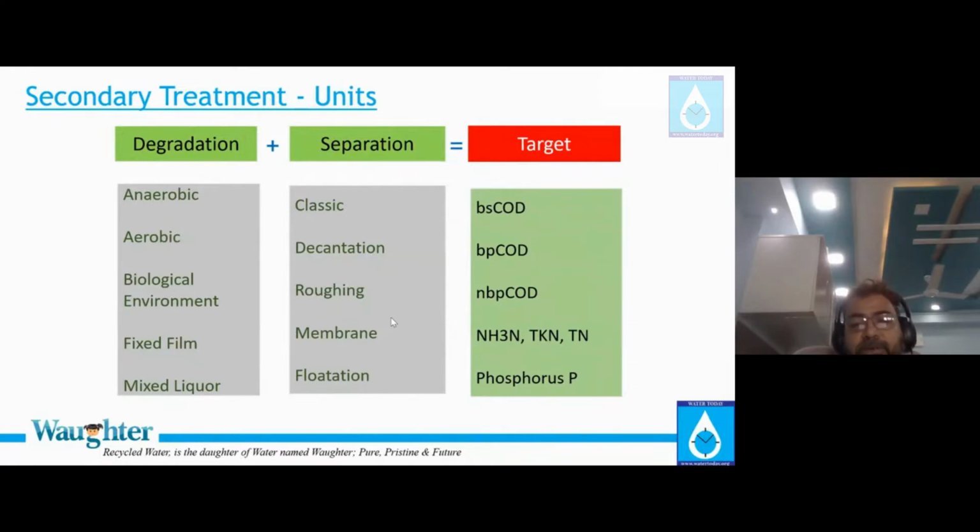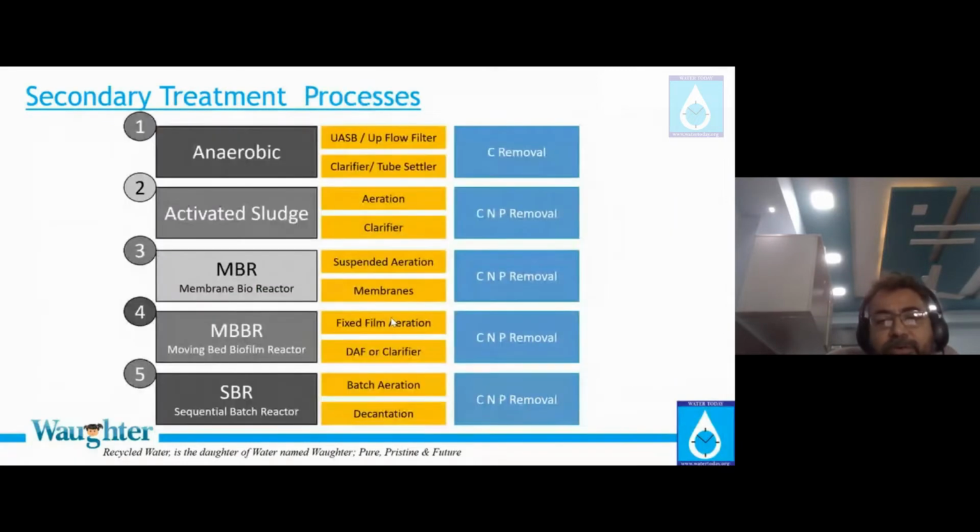Roughing, membranes, flotation, etc. So when we talk about this process and then decantation classics, a whole lot of technical terms will come into the picture, which are known as BSCOD, that means biological soluble COD, or some people call it biodegradable soluble COD. We will also talk about BPCOD, biodegradable but particulate COD. Then NB particulate COD, which is very interesting. NB particulate COD can be removed, okay? But soluble NB COD cannot be removed, okay? That can be removed only by advanced oxidation techniques. So these kinds of terms will come into the picture.